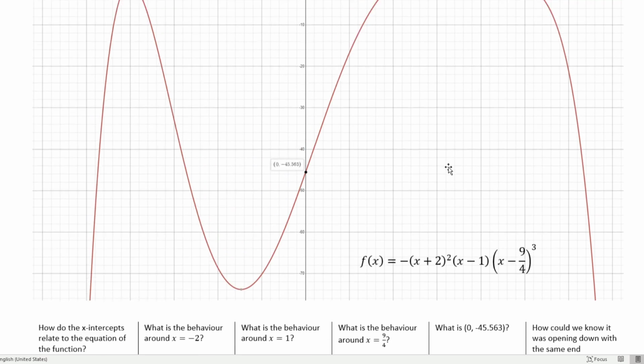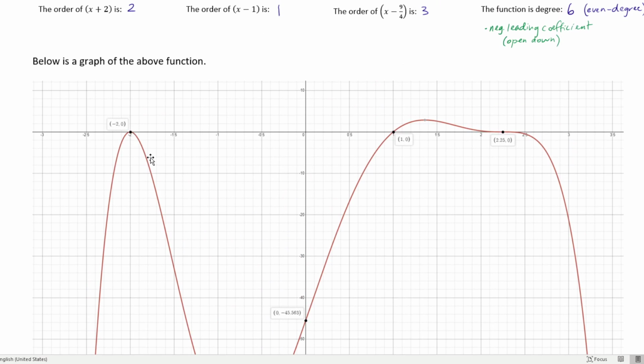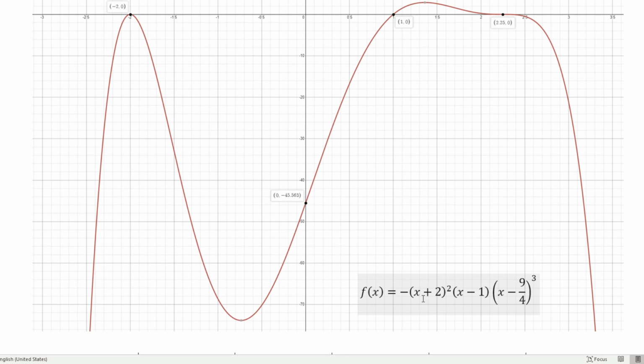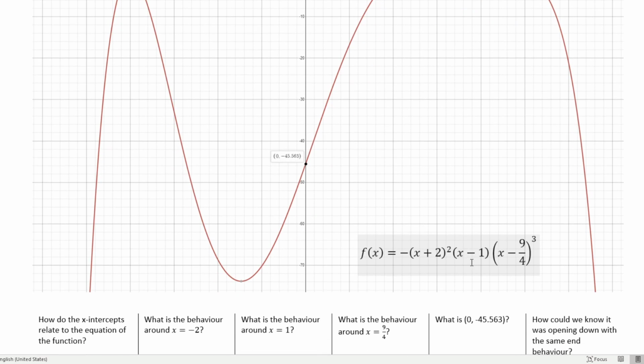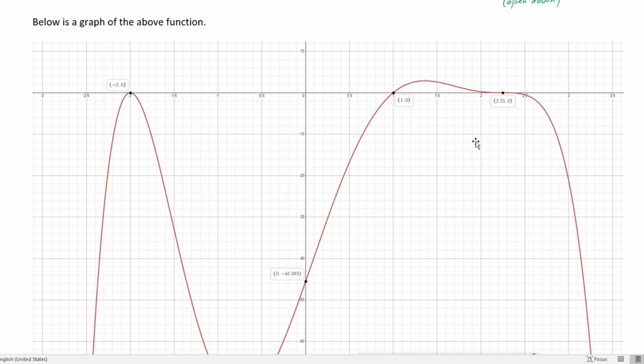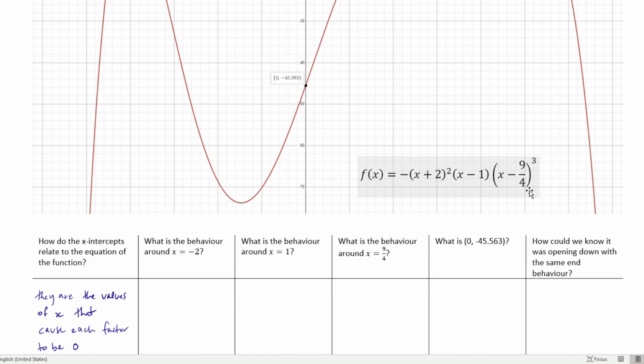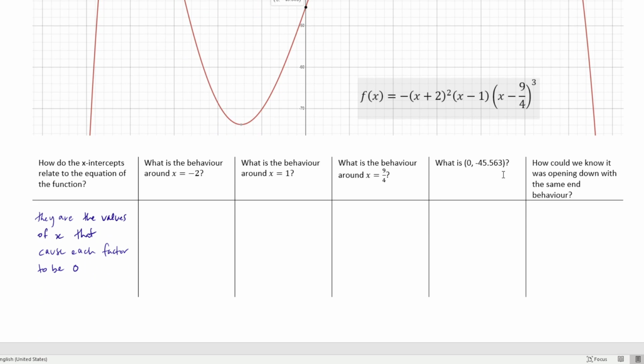Negative 2 would cause this factor to be 0. There you go. 1 causes that factor to be 0, and therefore the entire function to be 0. And then 2.25, which is 9 over 4, is this one over here. So those are the values of x that cause each factor to be 0 and therefore the function to be 0. We'll write them over here: x is equal to negative 2, 1, and 9 over 4.